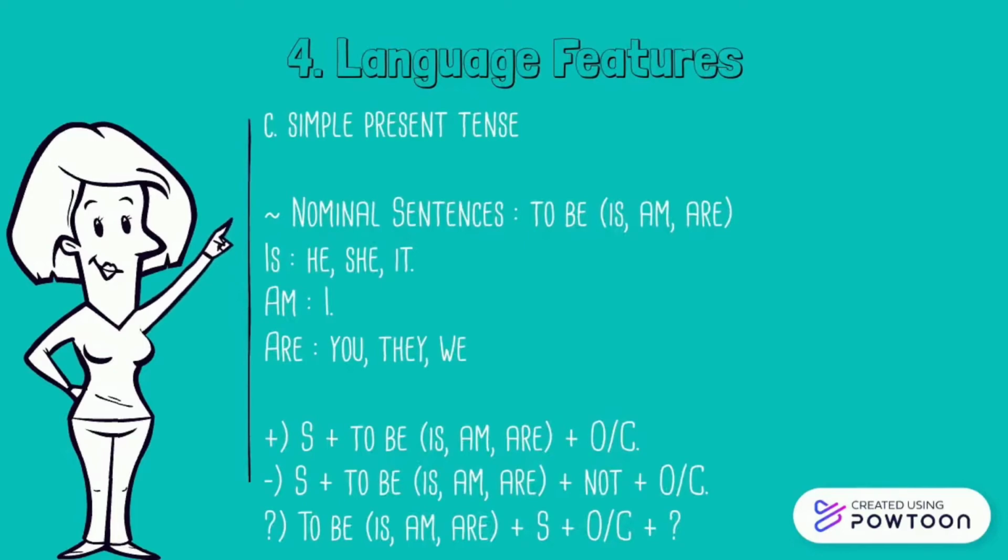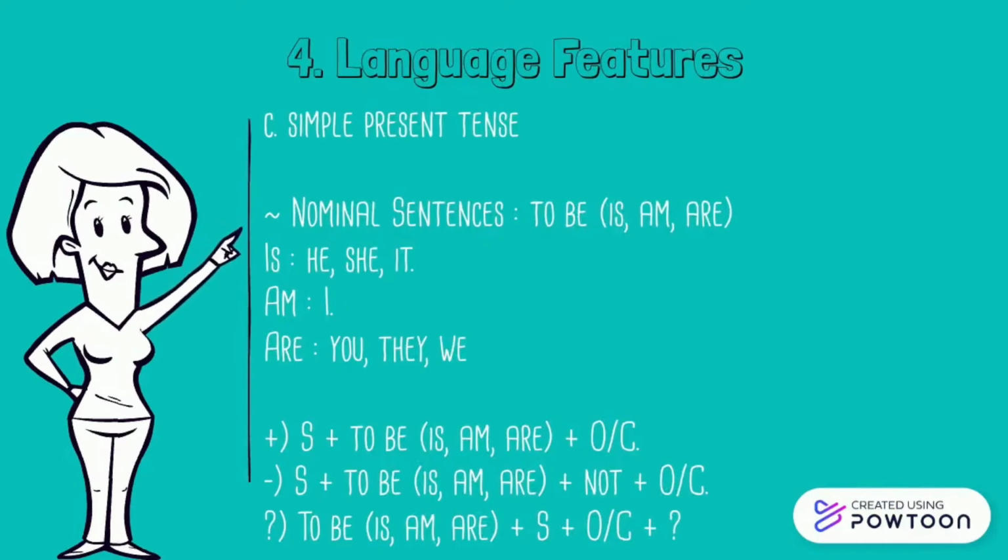Namun pada kali ini saya akan menjelaskan simple present tense nominal sentences dulu ya. Di mana nominal sentences ini harus menggunakan to be yang terdiri dari is, am, dan juga are. Untuk subjek he, she, dan juga it akan to be is. Kemudian untuk subjek I, maka harus menggunakan to be am. Sementara subjek you, they, and we wajib menggunakan to be are.